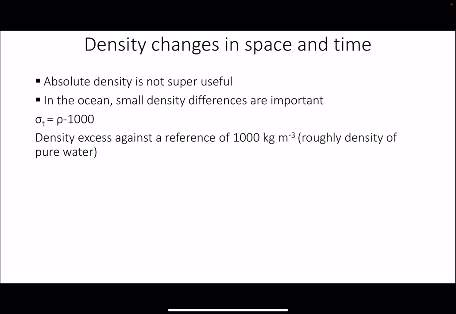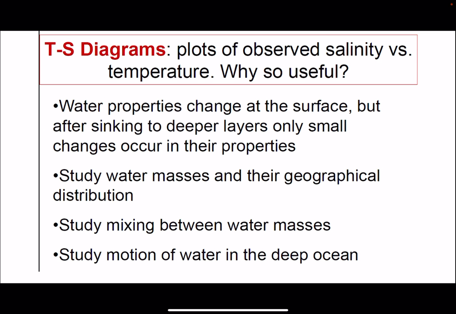Okay. So this, again, is getting to what I said before with units. The absolute density isn't super useful because these small density differences are really important. So if you have a rho value, you convert it to a sigma value. And that gives you a way to look at small changes like we did with the temperature salinity diagram. And these TS diagrams are really useful. So it allows you to look at different water masses, and mixing between them and their geographical distribution.